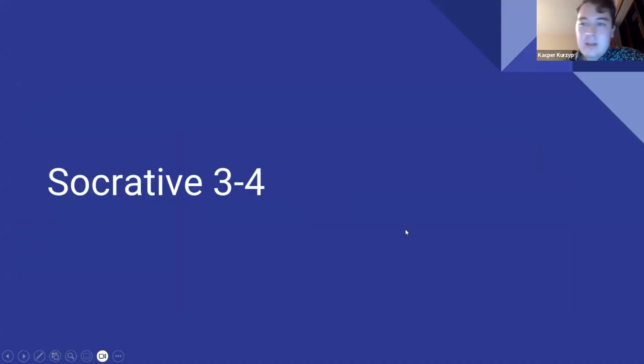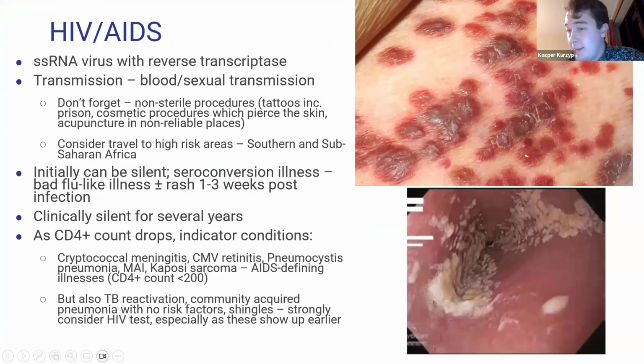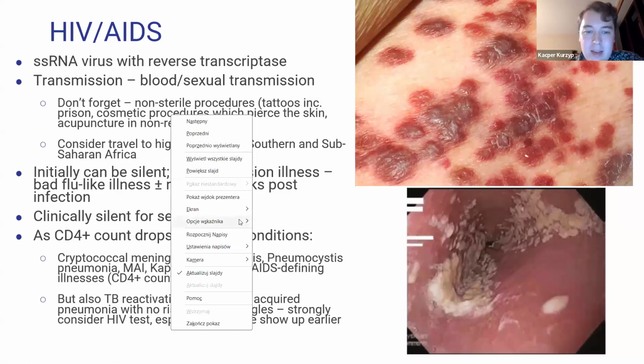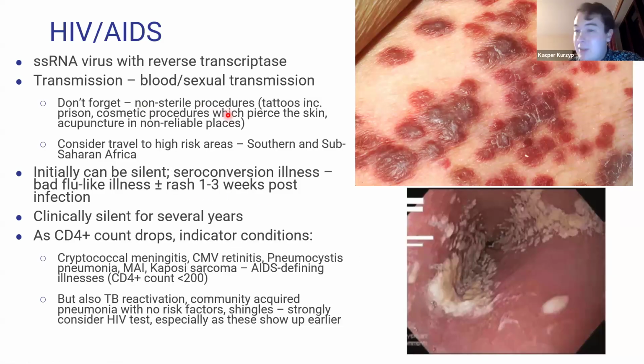So, HIV and AIDS. You will know it's an RNA virus, reverse transcriptase. Transmission is blood and sexual. And as I said, do not forget non-sterile procedures, which involve piercing of the skin. So tattoos, especially prison tattoos.